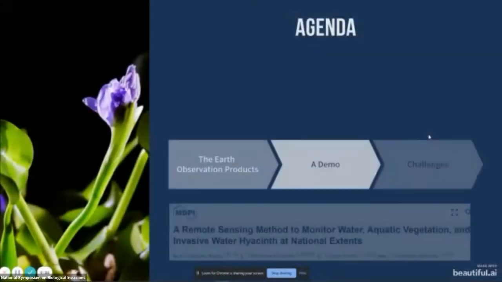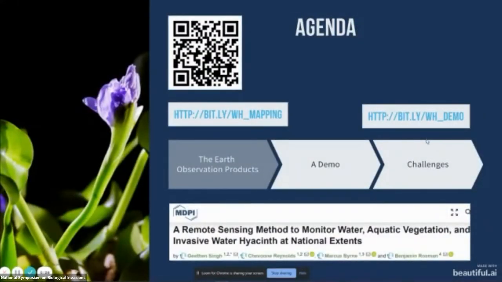In this talk, I will be considering Earth observation products that were derived from this research paper recently published in remote sensing. This research paper can be accessed using this QR code or this bit.ly link. Once I have taken you through the Earth observation products that have been derived, I will take you through a demo on how you can access these products for your own study area. Lastly, I will consider some challenges that we were presented during this work and how we've overcome them, and the challenges that still remain. For the demo, you can access it at this link here.